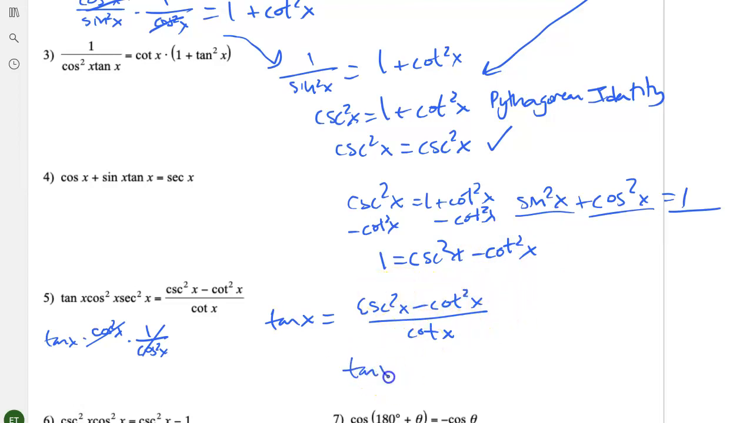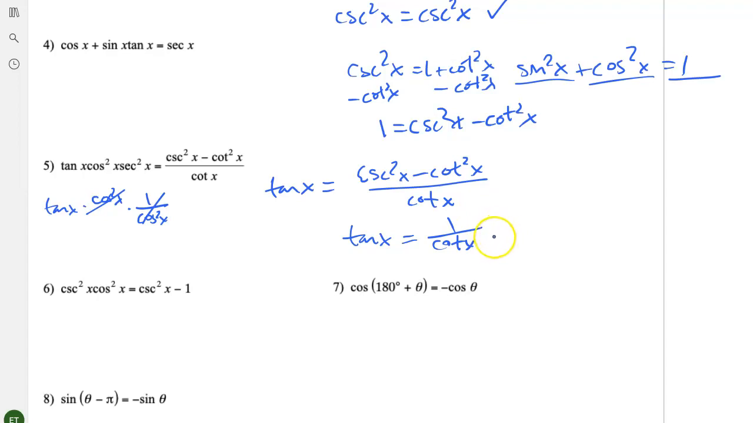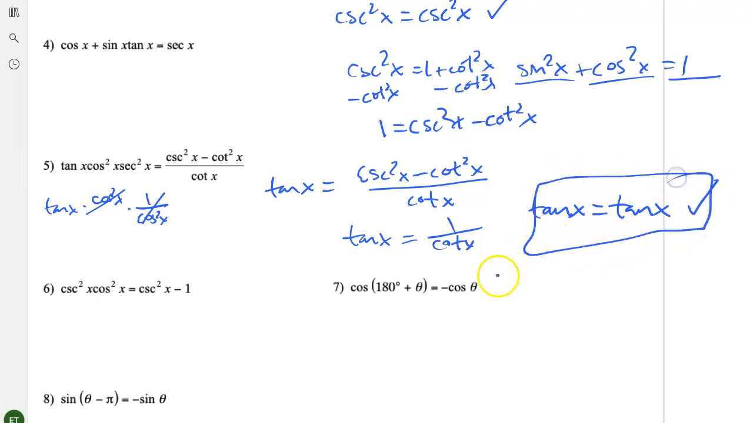So does tan x equal 1 over cotangent x? I'm pretty sure that's one of my fundamental identities, that tan of x is the reciprocal. Well, the reciprocal of cotangent is tan. So I verified the identity there.